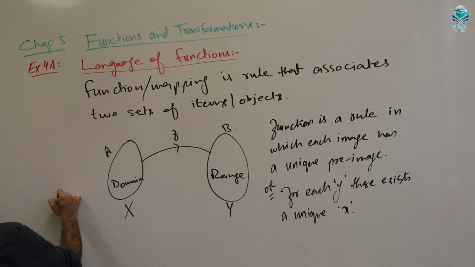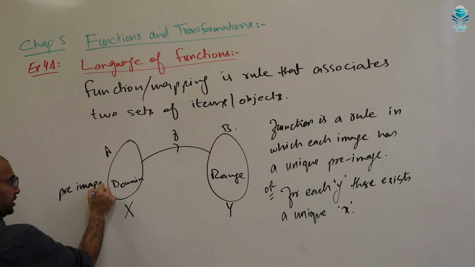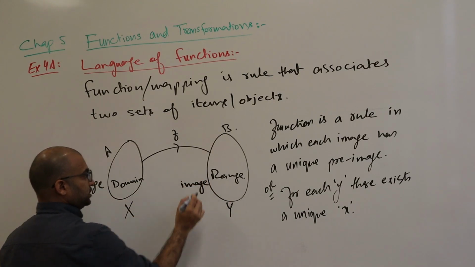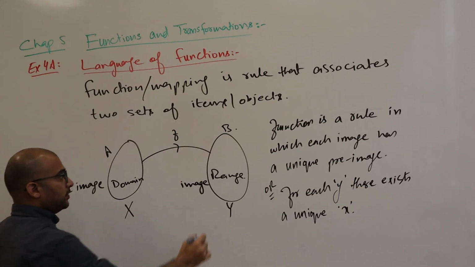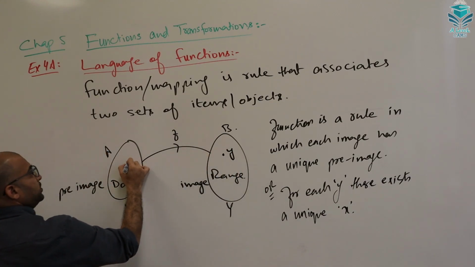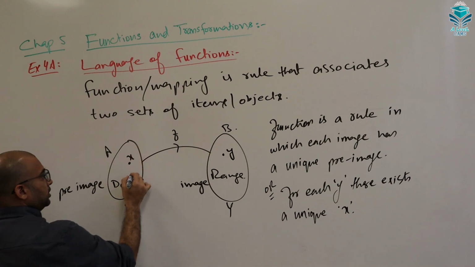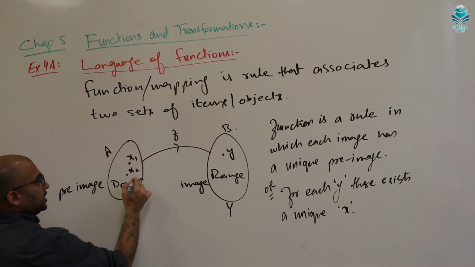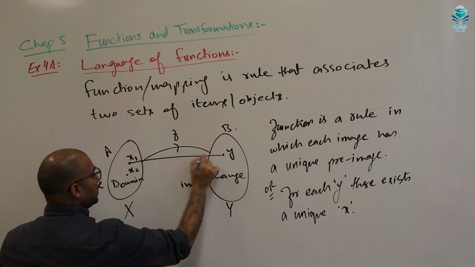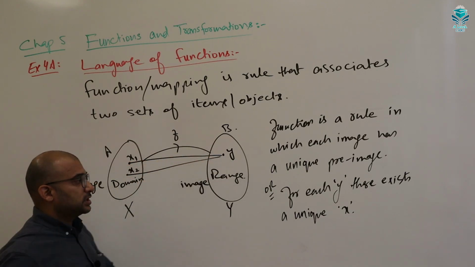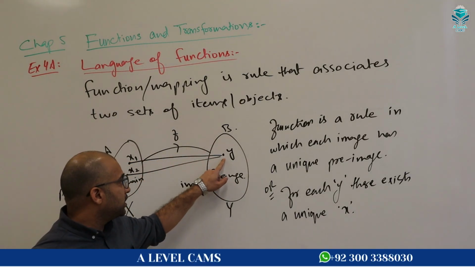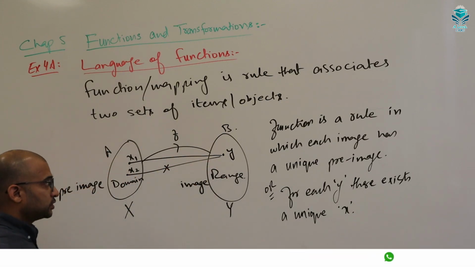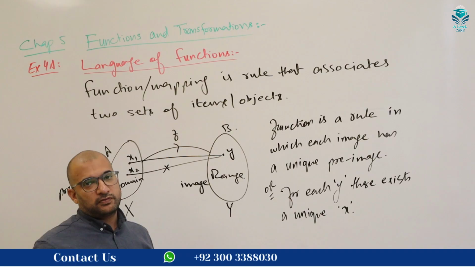We also call this one the pre-image and this one the image. So for each y there must be a unique x. We cannot say that there are two x's, x1 and x2, and both map on the same y. This is not the definition of a function. It says that for each y there is a unique x. This means we ignore x2. Now we discuss different types of functions.